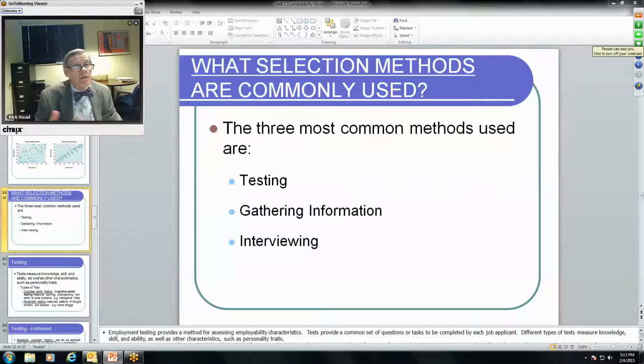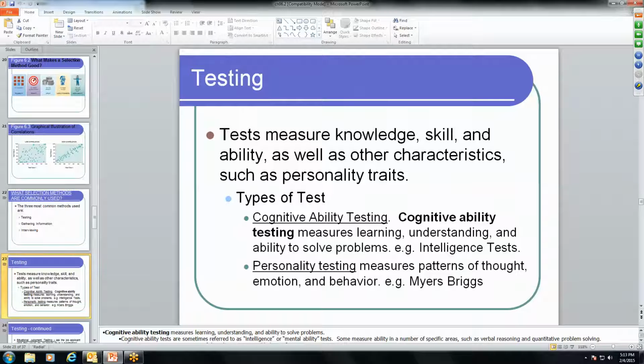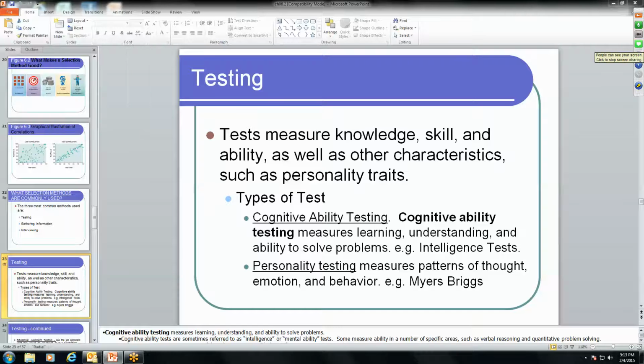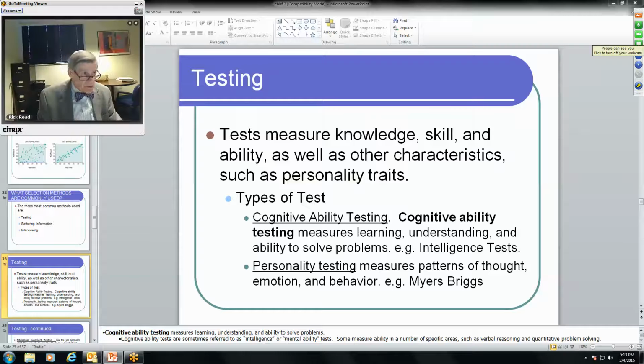Now, these are the three most common methods used. We've talked about a couple of these. We're going to talk here about testing. Notice with this slide, we talk about measures of knowledge, skill, and ability. Now, there's some that tell you that you have to stay away from personality tests. Notice that's listed down here at the bottom, and the Myers-Briggs is probably the best known. But there's some more recent data that says personality tests do have some value because they can be job related. They're looking here for critical thinking skills and things of that nature.